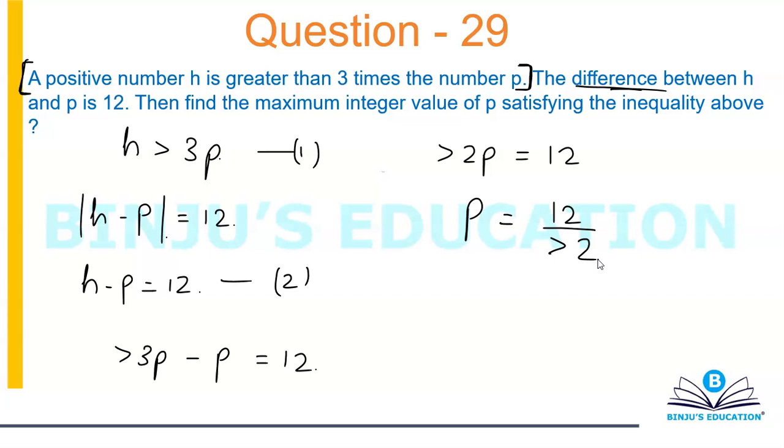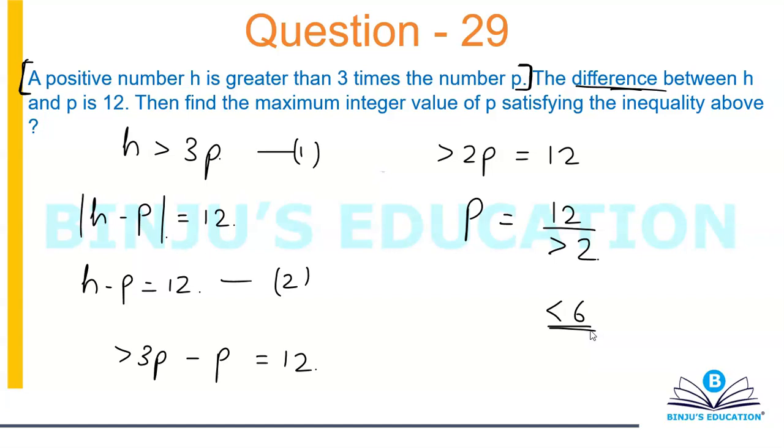Now what is 12 by 2? 12 by 2 is 6. So 12 divided by something greater than 2 will be less than 6, because if you increase the denominator, the overall value of the fraction would decrease.